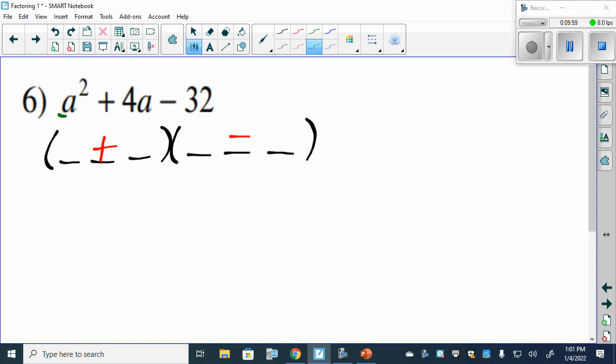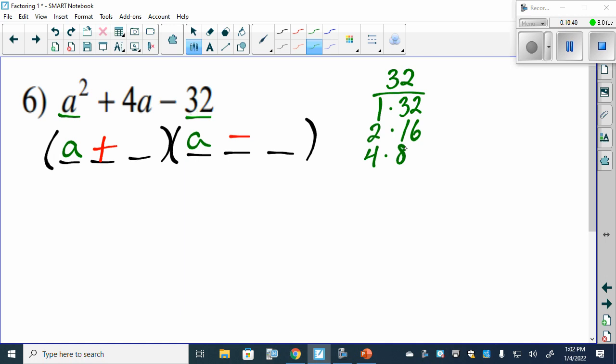Now we need to find the factors of the first and third term. Well, the factors of a squared are a and a. The factors of 32 are 1 and 32, 2 and 16. 3 doesn't work. 4 and 8. And that's going to be it, because 5 doesn't work since it ends in a 2, and 6 only works if both 2 and 3 are factors. And then 7 doesn't work either, and then we already have it, 8.